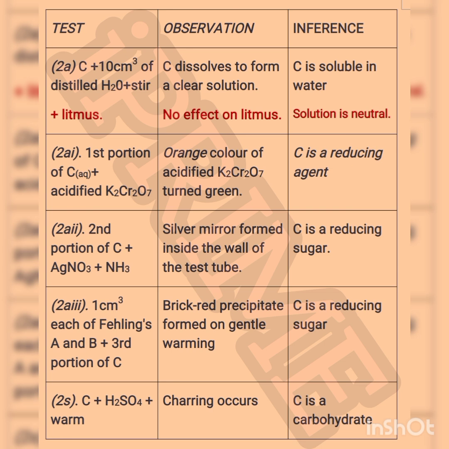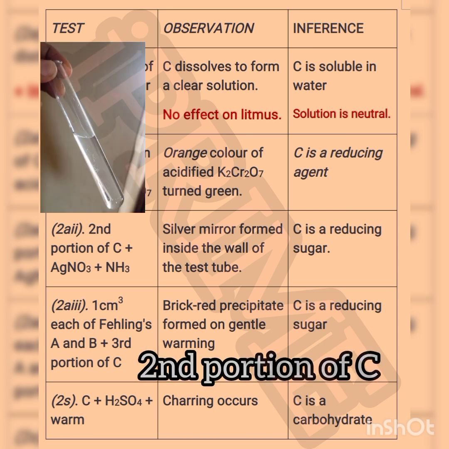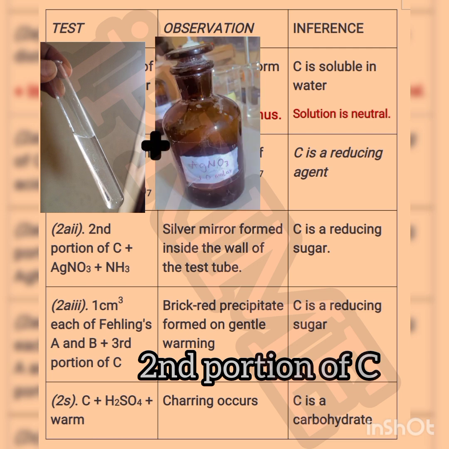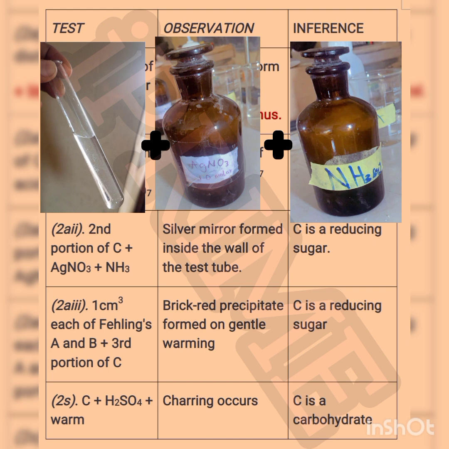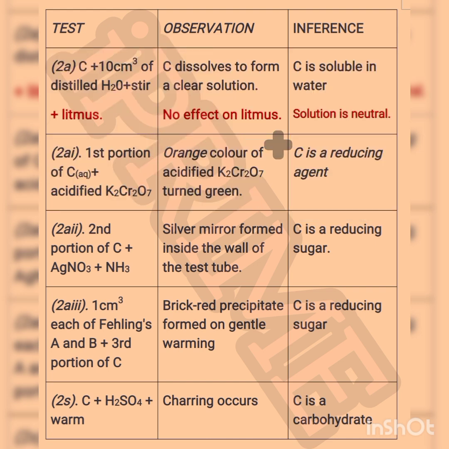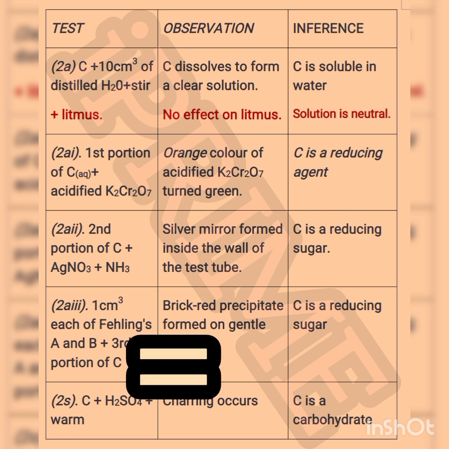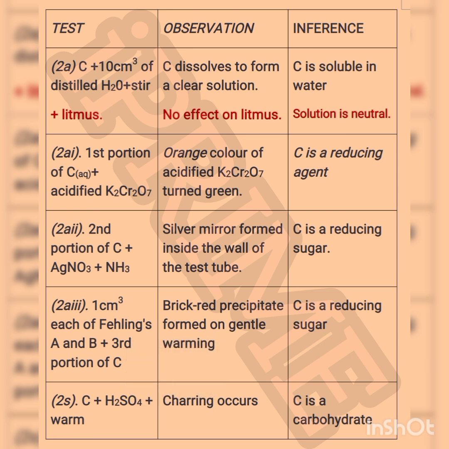Now you get on to the second portion of C. To the second portion of C, you have to add silver nitrate, AgNO3, and aqueous ammonia, NH3, in excess. That's 1 cm cube of AgNO3, then plus ammonia in excess. So you are going to have the second portion of C plus AgNO3, then plus ammonia, NH3.